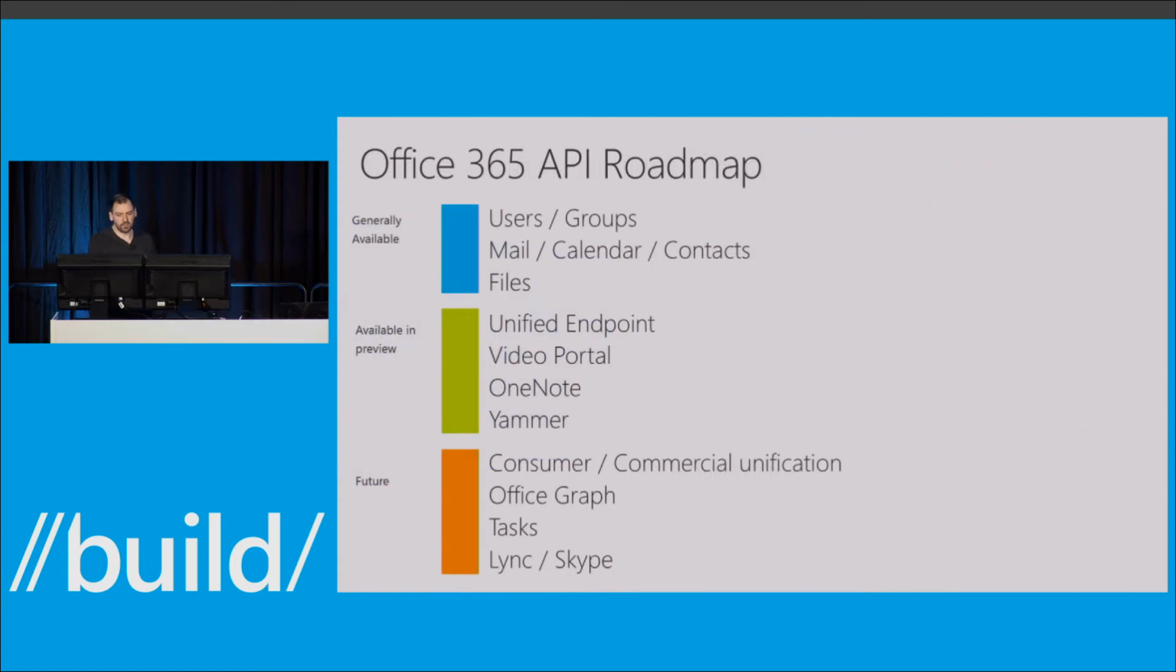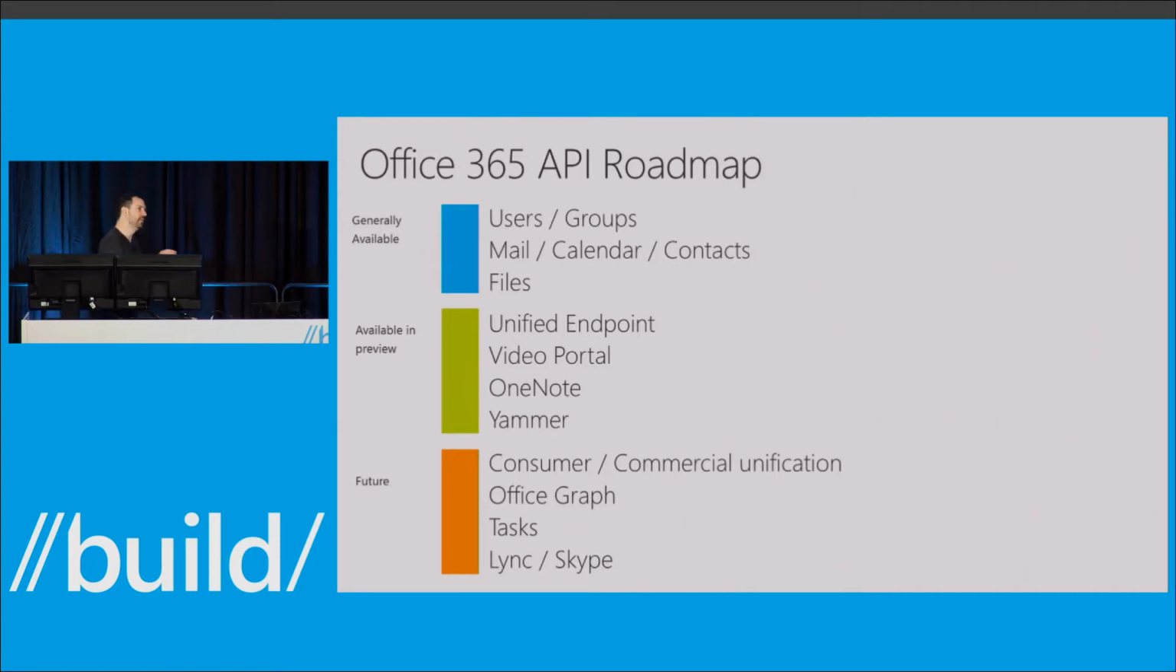I've talked about this one quite a bit, but this is just in there so you can see, hey, we have a bunch of things that have already been generally available. We're launching a bunch of preview things right now on the unified endpoint: the video portal APIs, OneNote APIs, Yammer APIs. And we're continuing to iterate on a bunch of things that will land soon. Things like having the same APIs for consumer properties and commercial properties, which Ryan will talk about for OneDrive, and Rohit will talk about for Outlook.com.